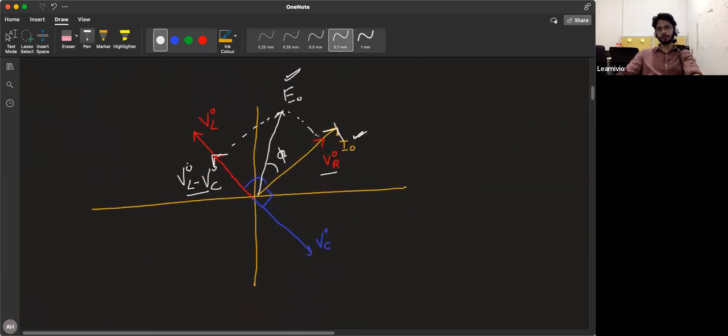Then this is V naught. V naught L and V naught C are in opposite phase, so we can subtract them. So I subtract V naught L minus V naught C, and then I add V naught L minus V naught C and V naught R. I'm using the parallelogram law of vector addition that you did in class 11 for vectors. So I completed the parallelogram. The diagonal of the parallelogram will represent the net voltage E naught.